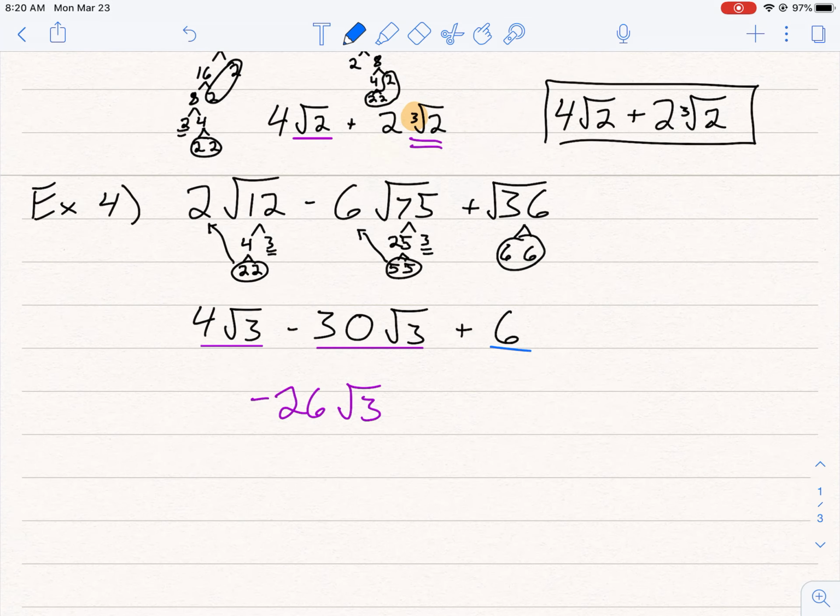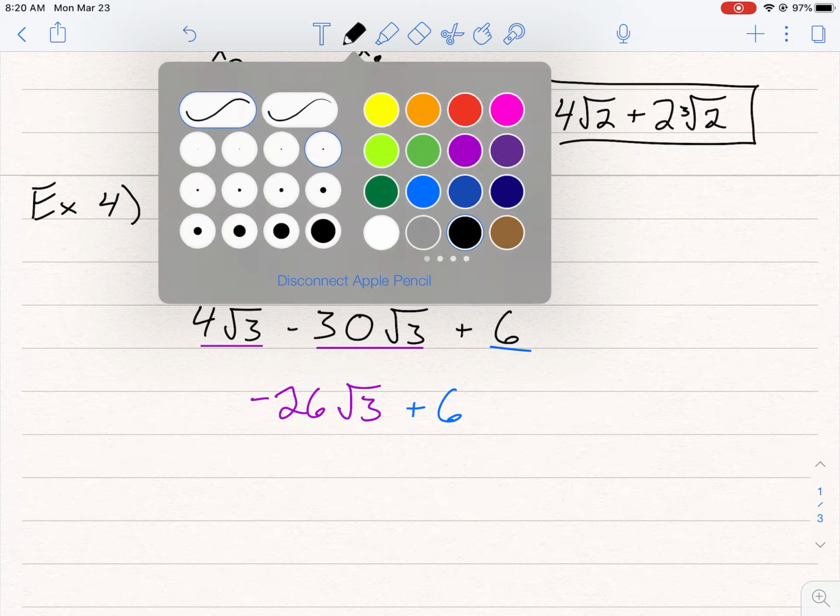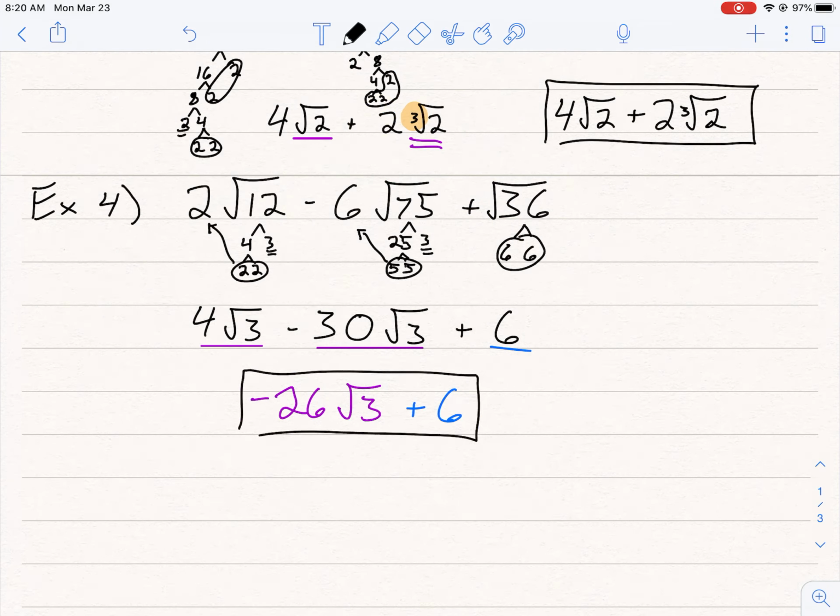And then this guy over here, this 6, there's nothing for him to combine with, so that's going to remain plus 6 at the end. So final answer, negative 26 root 3 plus 6.